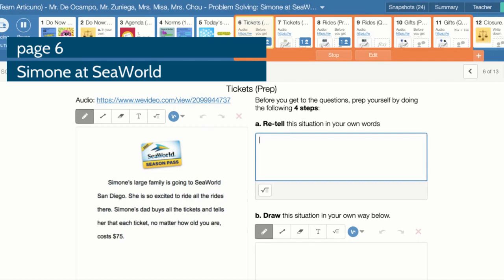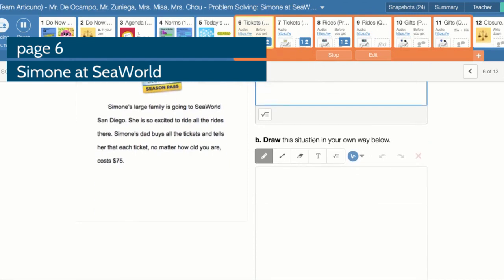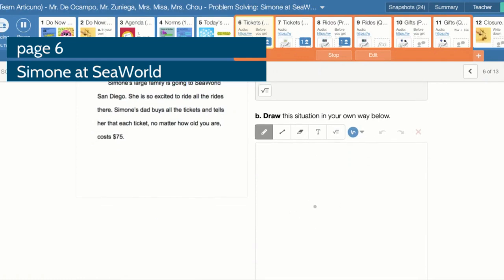and what students are doing is a strategy that helps them understand this problem a bit more. So you're going to read the problem, you're going to retell this situation in your own words. So basically, if you were to just tell this story again to another person, what would you say about the story? So you get to retell the story, and then you get to draw this situation in your own way below. So you can just draw a simple picture of this story. You don't have to make it super artistic. This is not art class.